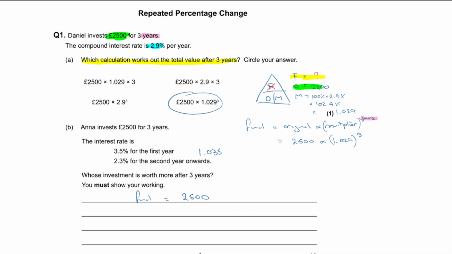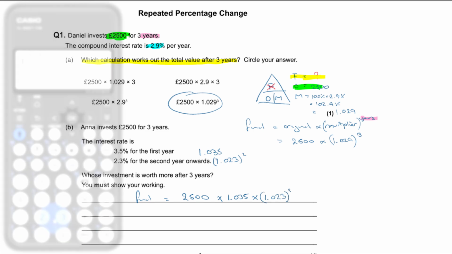And this one is going to be 1.023. Okay, now that one we're going to do twice, so we need to square that one. So to work this one out, when you've got different amounts each year, you just multiply through by each of the percentage changes that you're making. So I'm doing one lot of 1.035 and I'm doing two lots of 1.023. So I'm going to square that one.